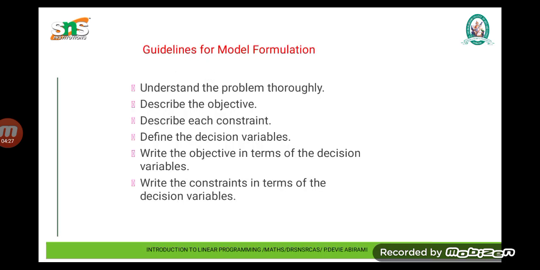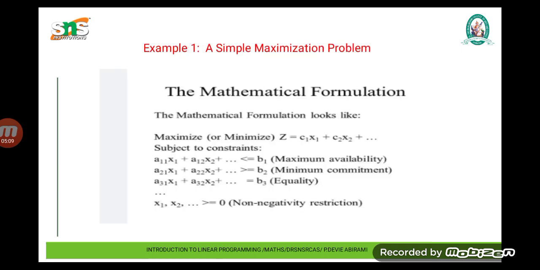Guidelines for model formulation. Understand the problem thoroughly. Describe the objective function. Describe each constraint. Define the decision variables. Sometimes there will be 3 decision variables. For example, in a case study of a diet problem, we will have 3 kinds of decision variables: protein, fat and carbohydrates. According to the given problem, we can change our decision variables. Write the objective in terms of the decision variables. Write the constraints in terms of the decision variables so that we can formulate it as an LPP model.